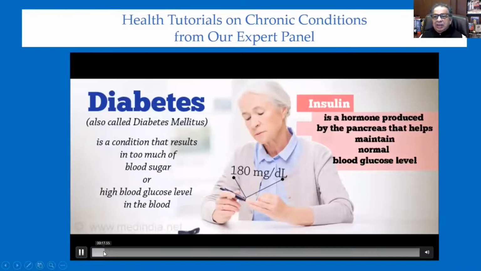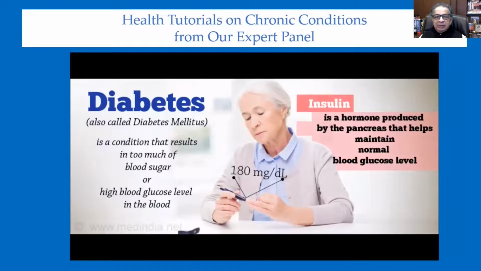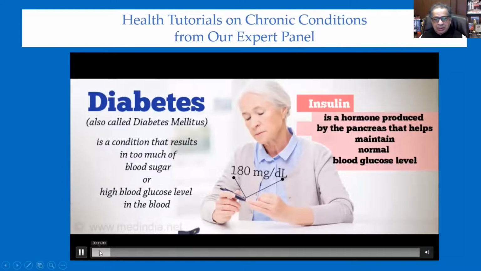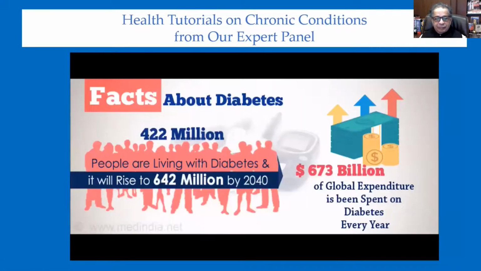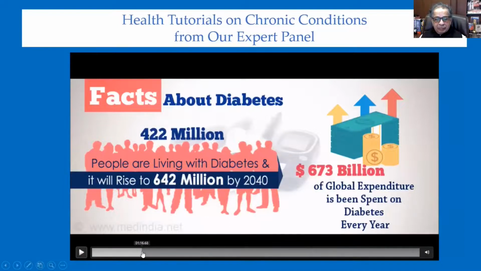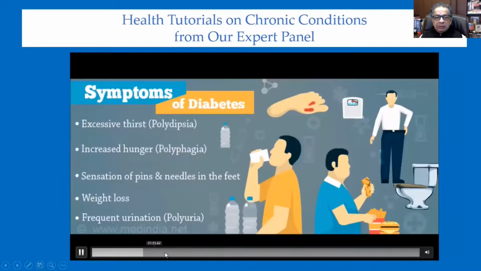Diabetes mellitus is a condition that results in too much blood sugar, or high blood glucose levels in the blood. Insulin is a hormone produced by the pancreas that helps maintain normal blood glucose levels. Facts about diabetes. Excessive thirst, polyphagia.